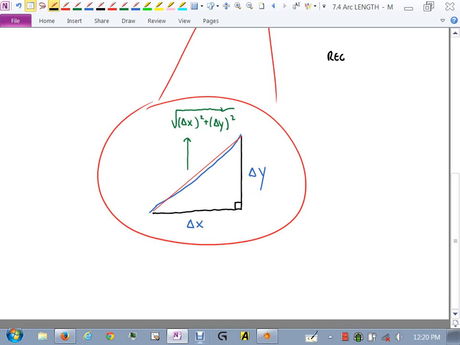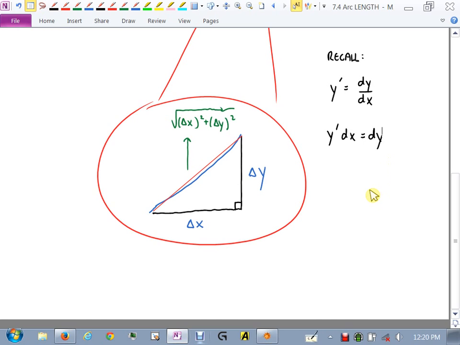Recall, back from Calculus 1, that whenever we wrote y prime, what we meant was dy dx, right? These were the same two things, just different notations. Yes? So if I multiply both sides by the differential dx, I get y prime dx equals dy. Agreed? Okay, keep that in mind.